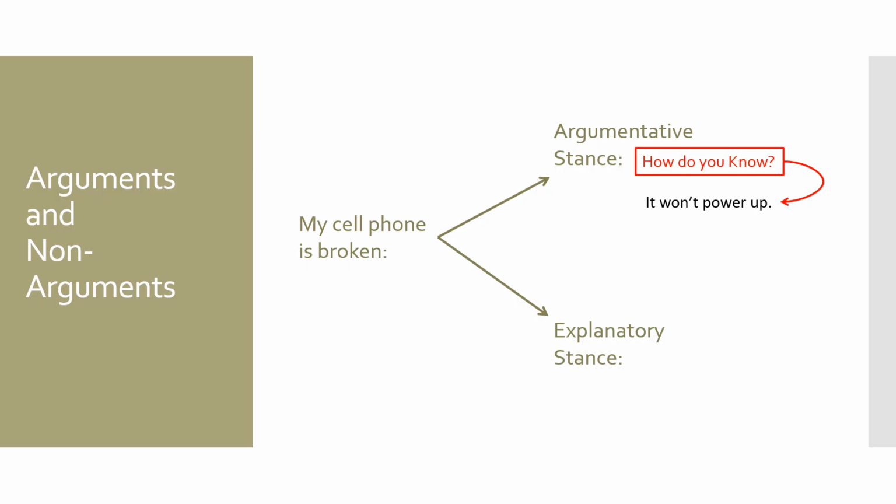If, on the other hand, I adopt an explanatory stance, then I'm going to ask you, what happened? How did your phone come to be broken? And again, notice at this point, I believe you. You don't have to prove it to me. I accept the fact that your phone is broken, but I want to know what happened to get it into that state. And so something like, I dropped it in the toilet, would be a functional explanation of what made your cell phone be broken.